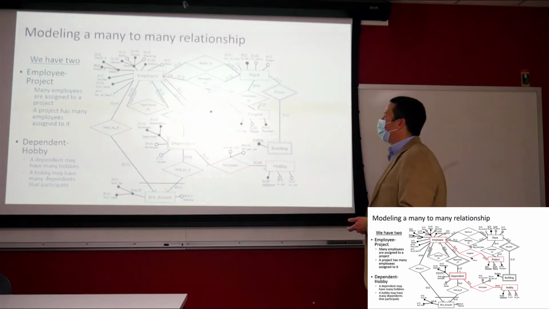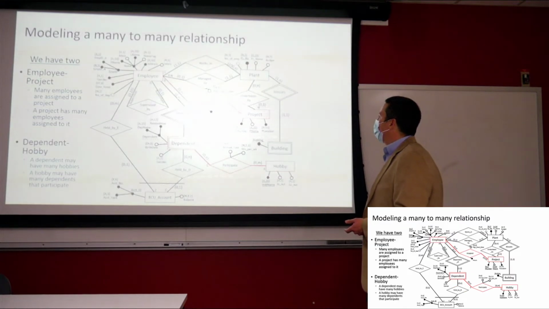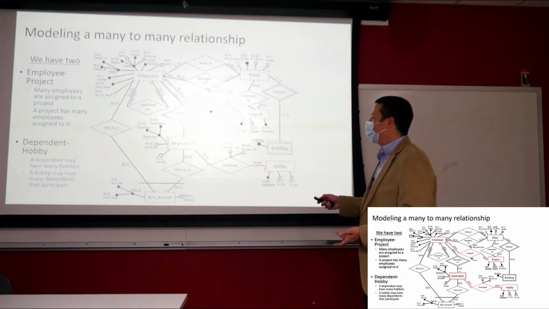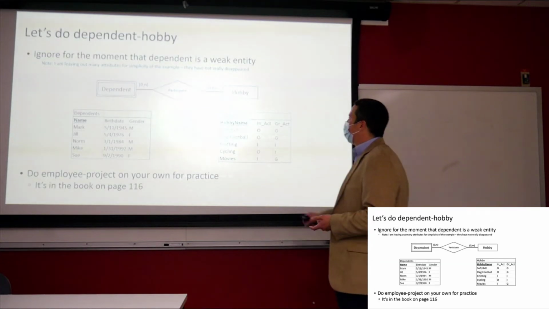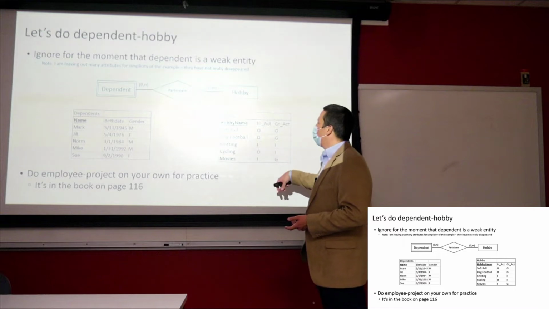Now we're going to decompose one of these many-to-many relationships, where an employee can be assigned to many projects, and a project has assigned to it many employees, and a dependent can participate in many hobbies, and a hobby can have participating in it many dependents. All right, so let's do the dependent-hobby relationship.